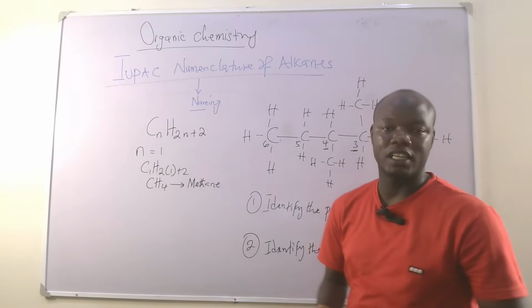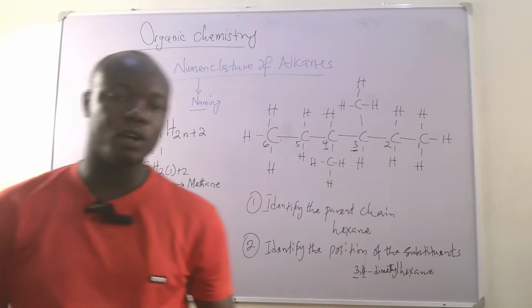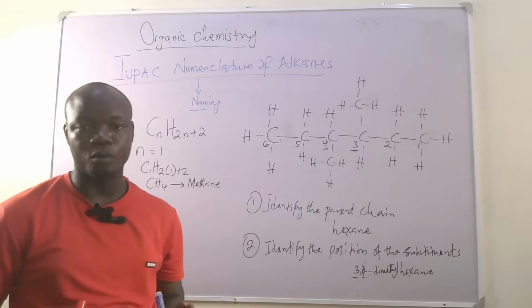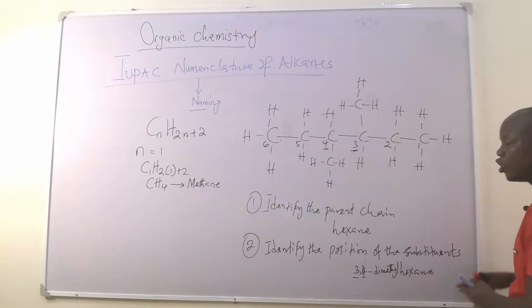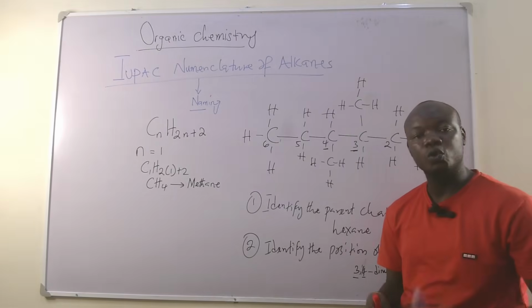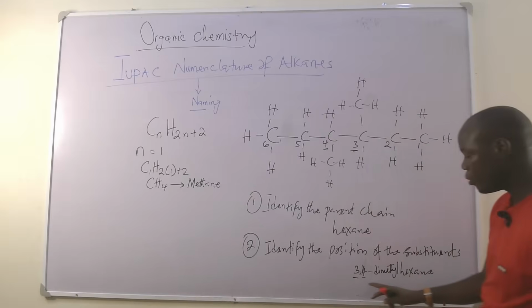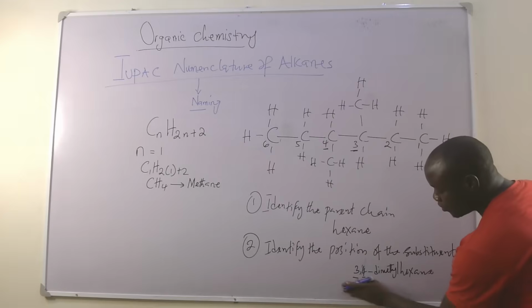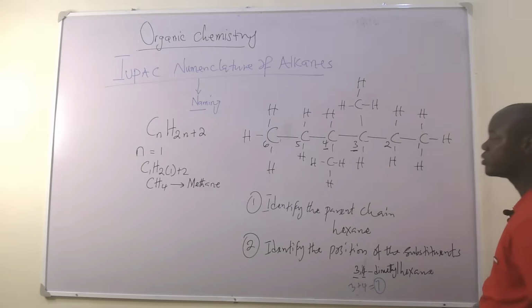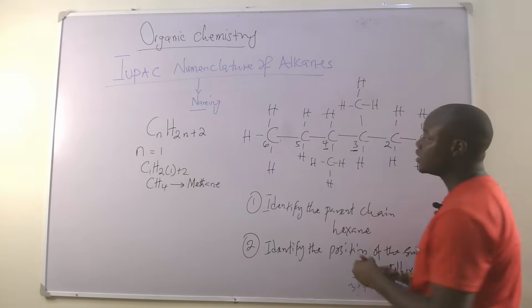But while naming, ladies and gentlemen, it is very important to know that we usually take the one that will give us the lowest possible number. So the next thing after identifying the position of the substituent is also to get the lowest possible number. Because this number here, if we add them, we have 3 plus 4, and this will give us 7. So what if we count from this direction, ladies and gentlemen?